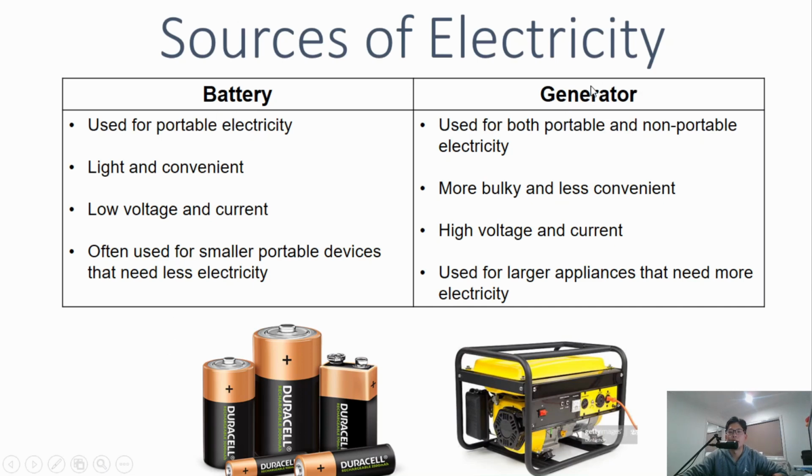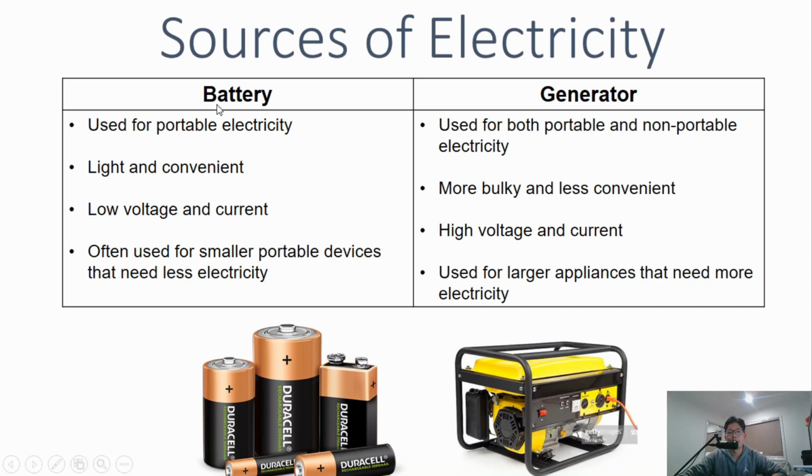So there are two main sources of electricity that are used to power up our devices, and this is the battery and the generator. Batteries are used for portable electricity, whilst generators can be used for both portable and non-portable electricity. Batteries are usually used because they are light and convenient, and generators are sometimes avoided because they are more bulky and less convenient. Imagine just carrying one of these portable generators around when you're using your laptop and mobile phone each time. It won't be very convenient. Also, like I said, this image on the bottom right is an image of a portable generator. It can often be seen in outdoor concerts to power up their sound equipment.